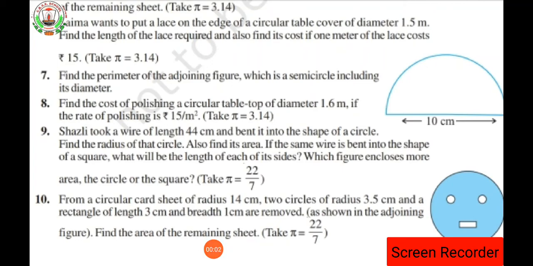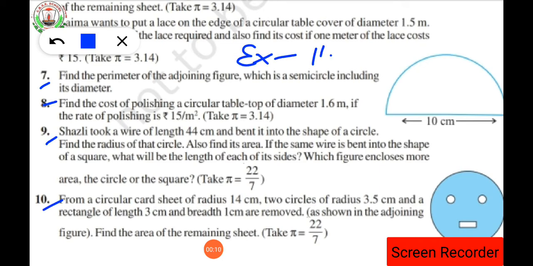Good morning to everyone. Today we are going to do question number 7, 8, 9 and 10 of exercise 11.3. In the previous video we had already completed question number 1 to 6. Hope you people understood those questions. Okay. So here is question number 7.